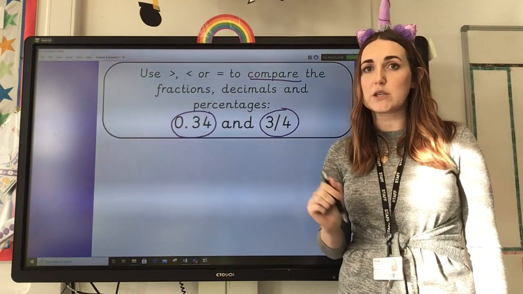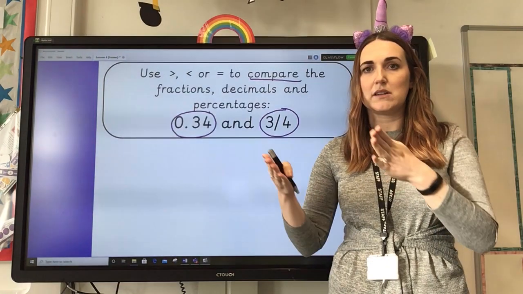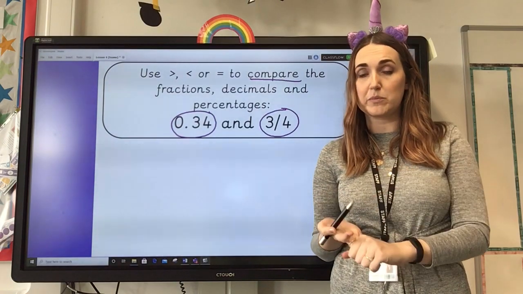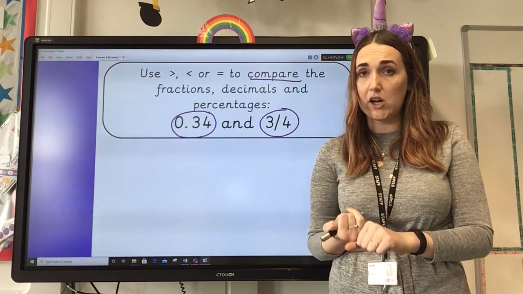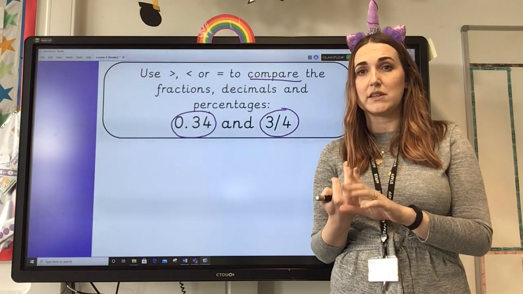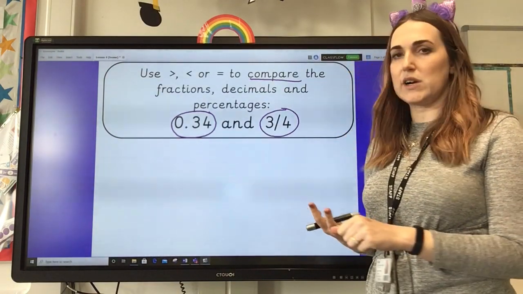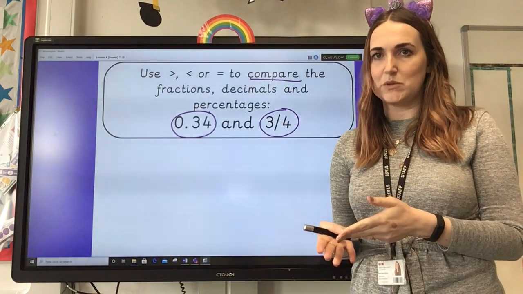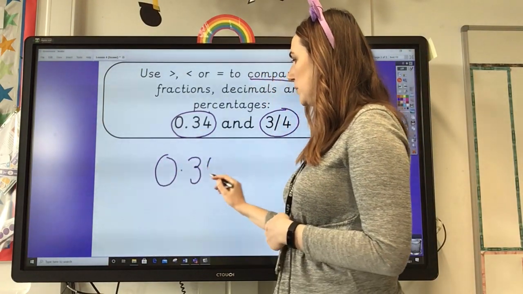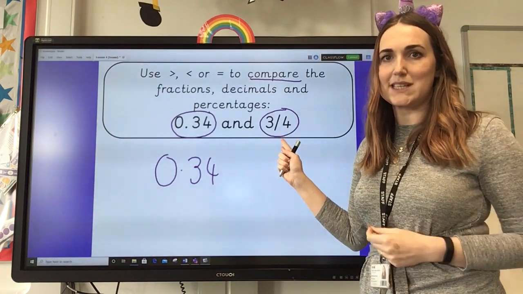Now, in order to compare them, we have to make them the same thing. So we have to make them both fractions, both decimals, or both percentages. It's really hard to make them both fractions, so I suggest that you make them both decimals or percentages, okay? So the way I'm going to do this is, first of all, I'm going to try and make them both decimals. Now this one is already a decimal, so that's nice and easy. So I've got 0.34. But I need to think to myself, how can I turn 3/4 into a decimal?